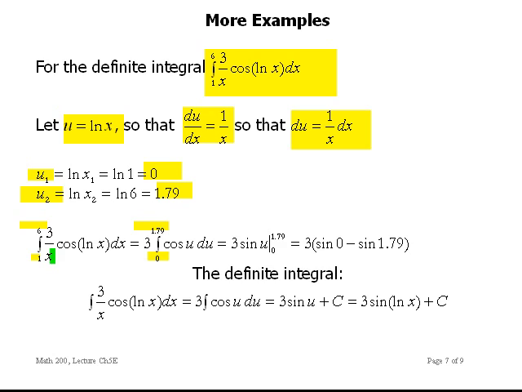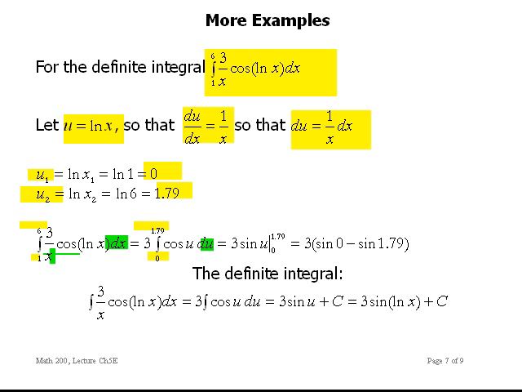The x in the denominator here times the dx, that becomes the du. The 3 was just a constant. I can put that out in front. Cosine of natural log of x becomes the cosine of u, and now I can integrate this. It becomes 3 times the sine of u evaluated between 0 and 1.79. I put in the values, remembering 3 is outside of this. 3 multiplies the whole result. So 3 times the sine of 1.79 minus the sine of 0 is my answer.